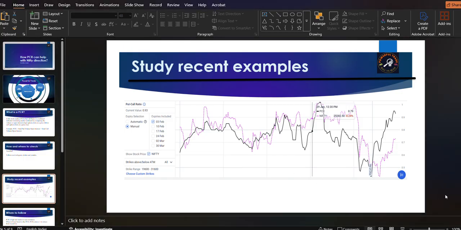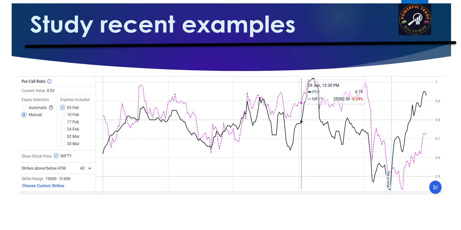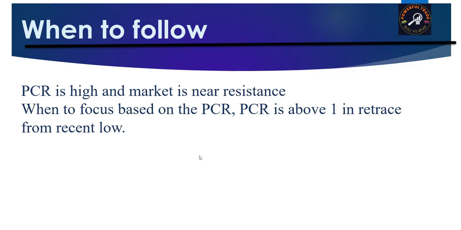Then coming back to the presentation. I have explained the recent study and where to check. Now, coming to when to follow this. Basically, when PCR is high and the market is near resistance, it is the best time to go for a short. So that is what we have understood. And when to focus based on PCR.